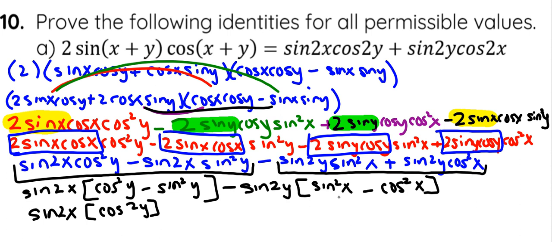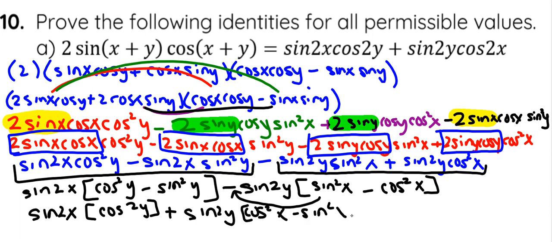Now, this one here, sine squared minus cos squared, is a double angle identity, but it's supposed to be cos minus sine, so I need to factor out a negative. So I'm going to factor out a negative from here, and with that negative there, it becomes a positive. So sine 2y, but I factored out a negative, so I can switch those around. So it's going to be cos squared minus sine squared.